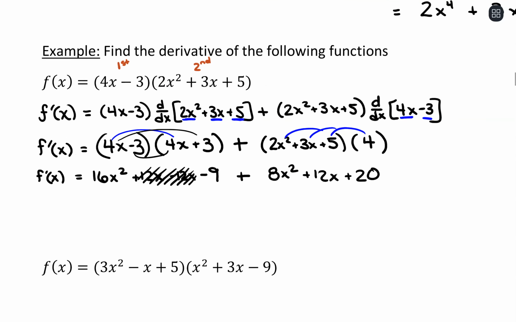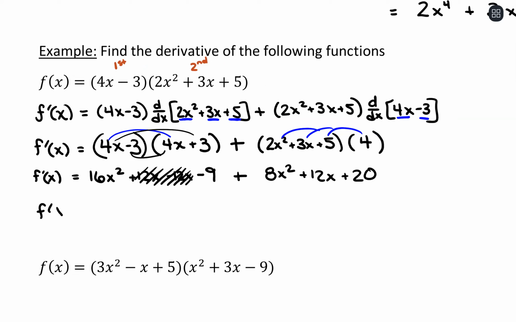Okay. So let's see what like terms I have to finish this up. 16x squared plus 8x squared will be 24x squared. We have this plus 12x. And then negative 9 plus 20 should be a positive 11. And we're done. That's it. So this uses the product rule, where you keep the first, take the derivative of the second, plus keep the second, take the derivative of the first.